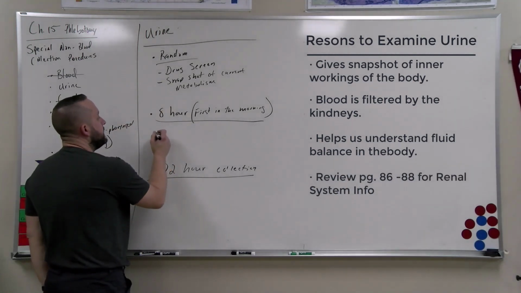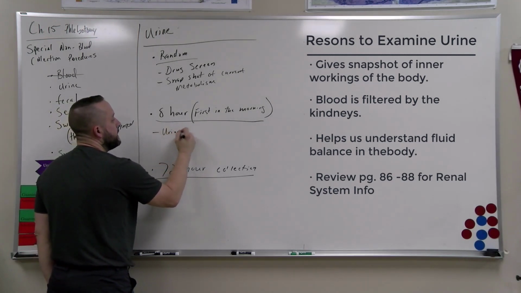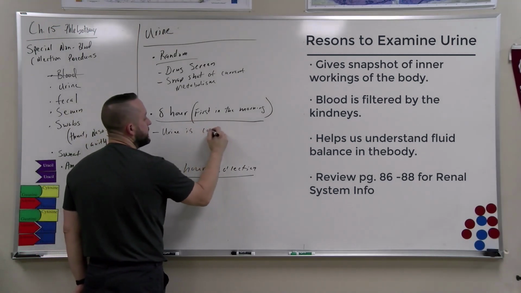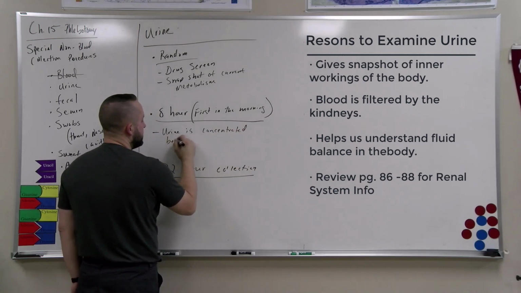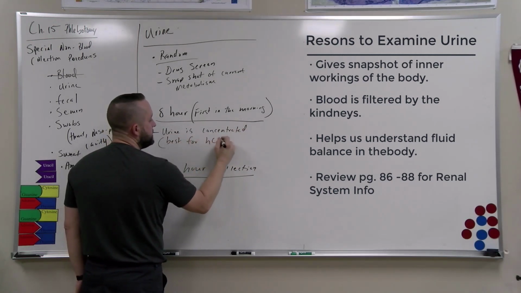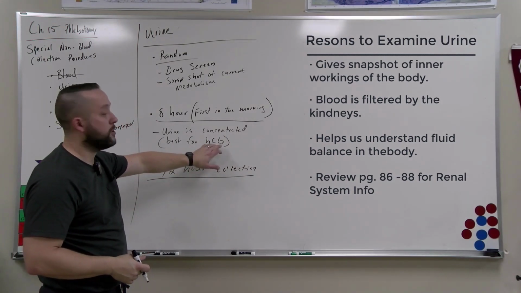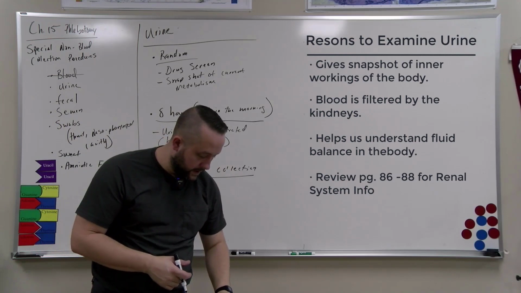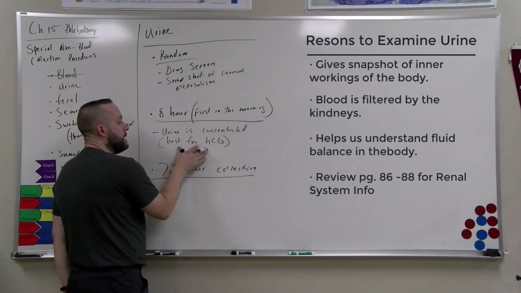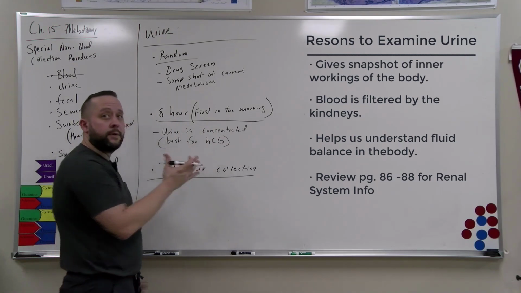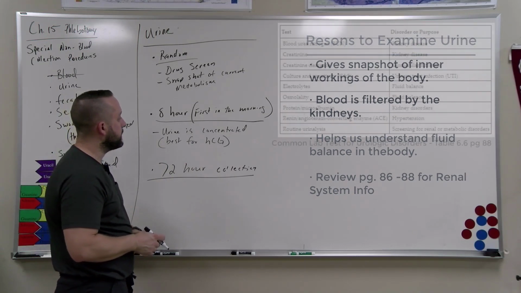The next one is probably most useful because urine at this point, after 8 hours of sleeping, is concentrated. This is best for HCG testing, which would be human chorionic gonadotropin. I may have mispronounced that. Gonadotropin. Human chorionic gonadotropin. It is concentrated in this 8-hour sample, so it's best for pregnancy testing if you're going to do it via lab and not at home or something. Okay.